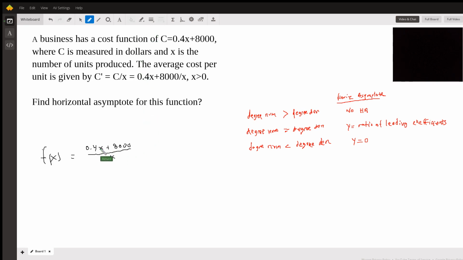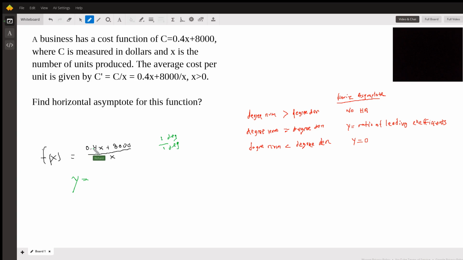You can see that the degree of the numerator is 1. This is a linear equation. It's first degree, so the degree of the numerator is 1. The degree of the denominator is 1. So we're in this middle situation where the degree of the numerator is the same as the degree of the denominator, and so the horizontal asymptote is the ratio of the leading coefficients.